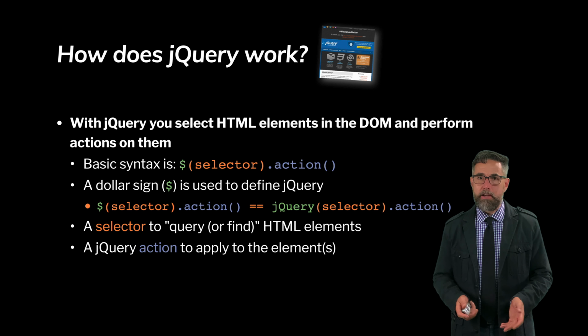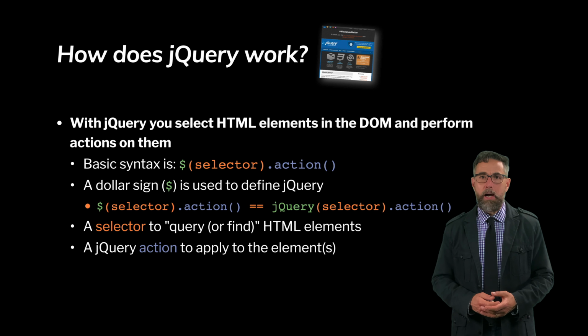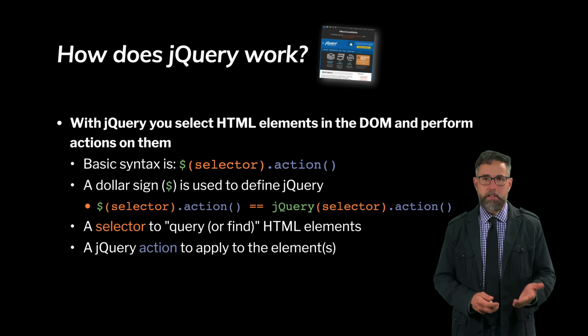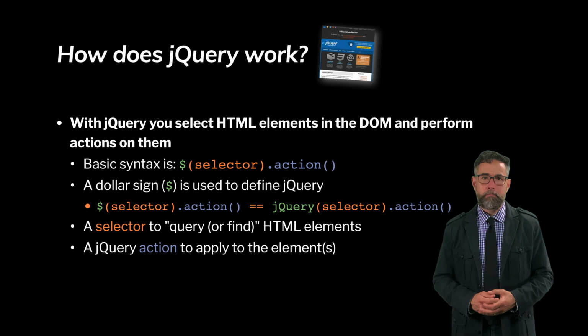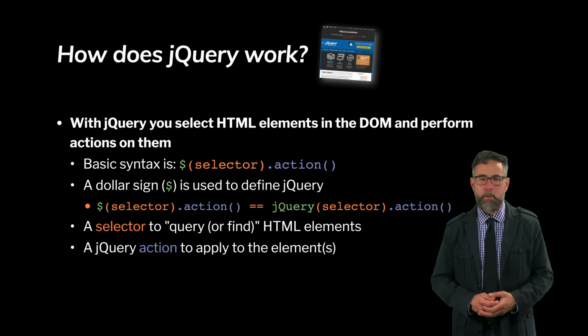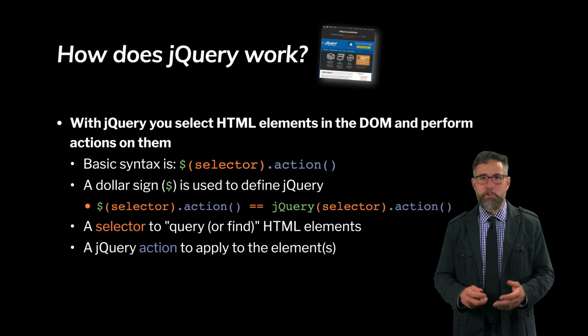Some other libraries that you might want to include in your website sometimes also want to use the $, and so knowing that there is an alternative to using the $ is helpful if you have libraries that are clashing with one another. A selector is used to query or to find elements of our HTML document, elements of our document object model, and then the action is what we're going to do with those elements that we find. So let's break that down a little bit more.